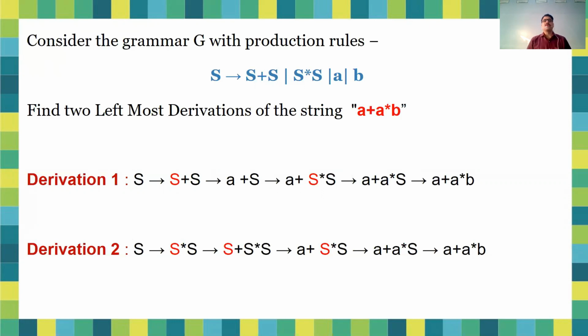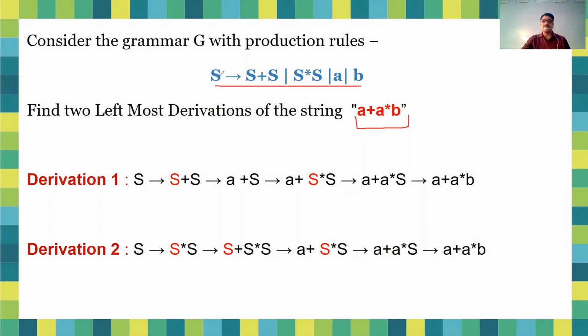The first one is through the leftmost derivation. The second one is through the rightmost derivation, and the third is through the construction of the parse tree. So let's start with this particular example. In this example, we will try to find the leftmost derivation for this particular string. Your production rule is given in this format.